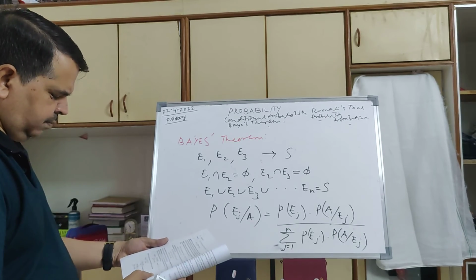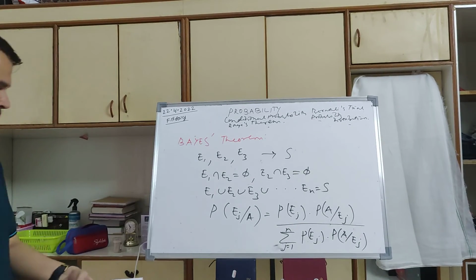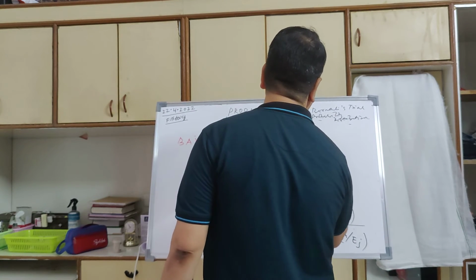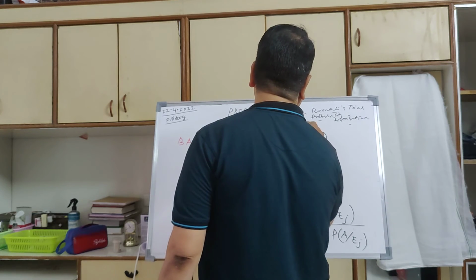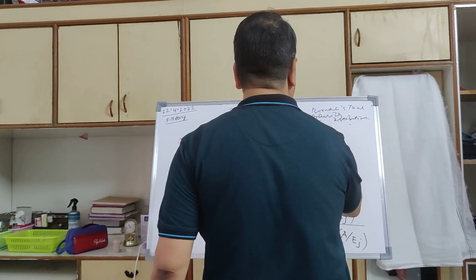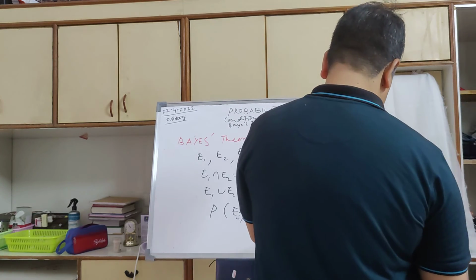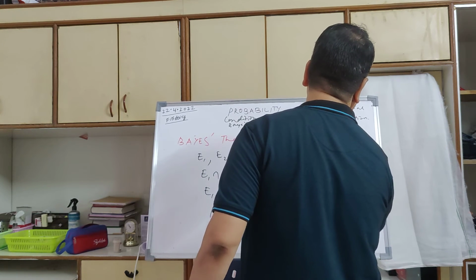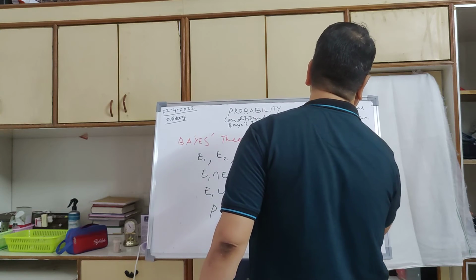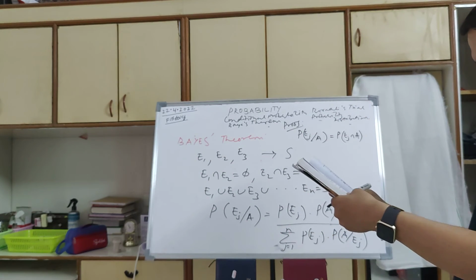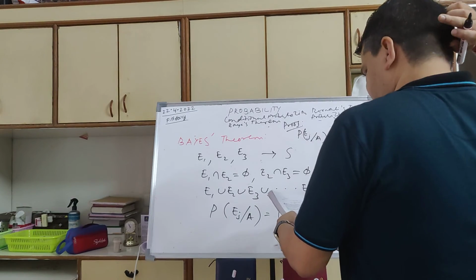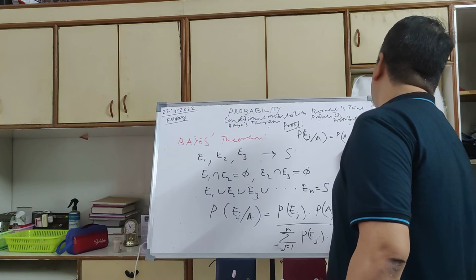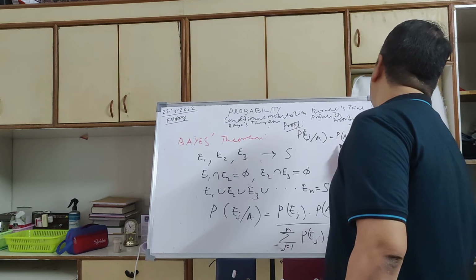So this is the theorem. How do we prove it? This is the proof. The probability of Ej given A is equal to the probability of Ej intersection A divided by the probability of A. The intersection of A and Ej, or Ej and A, both are the same.